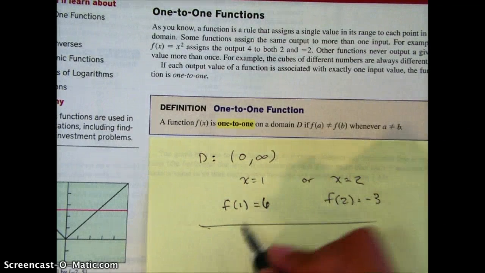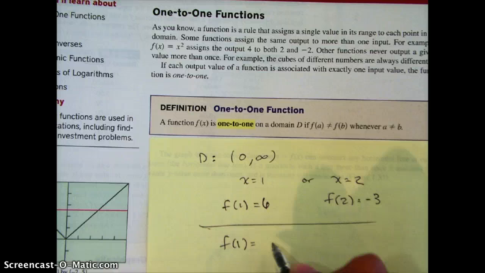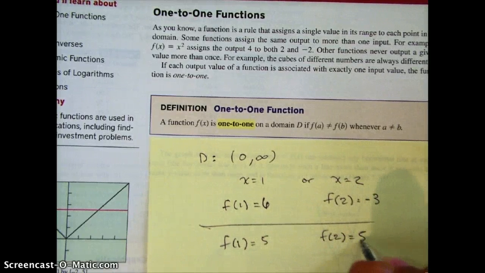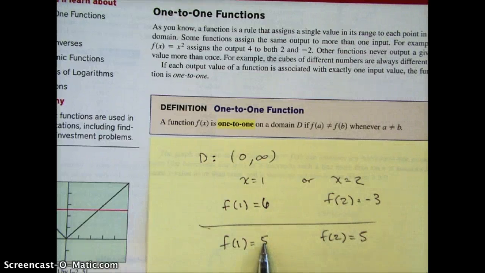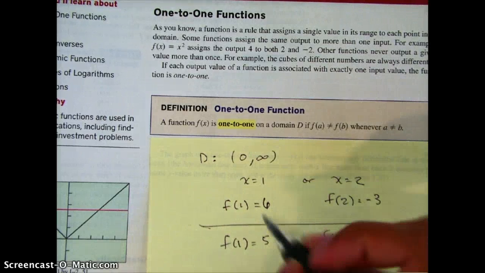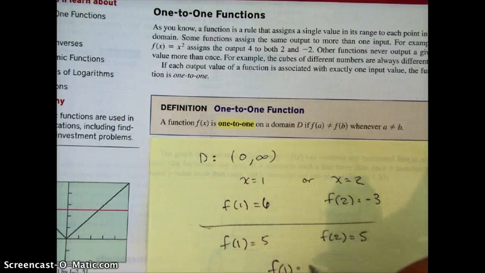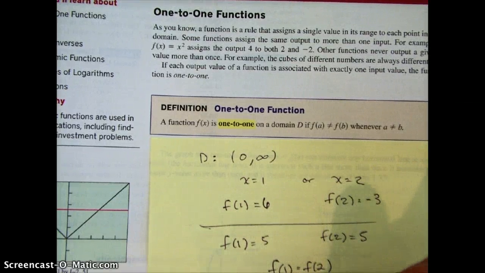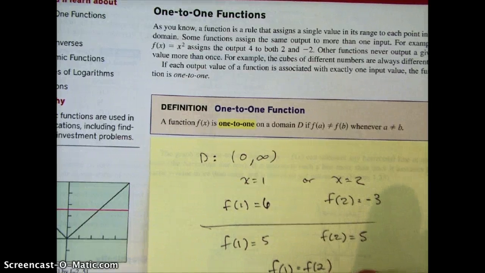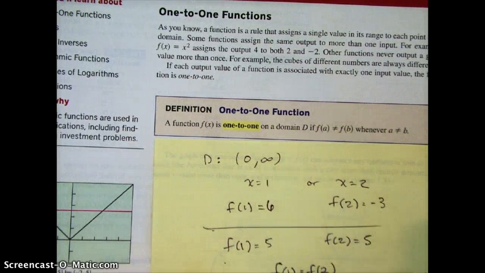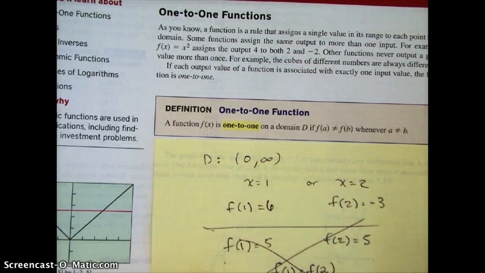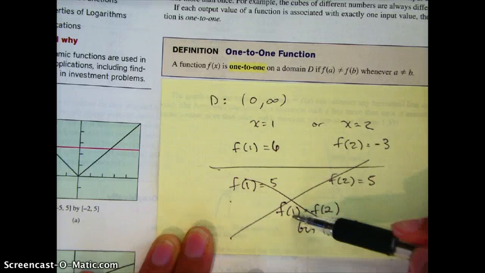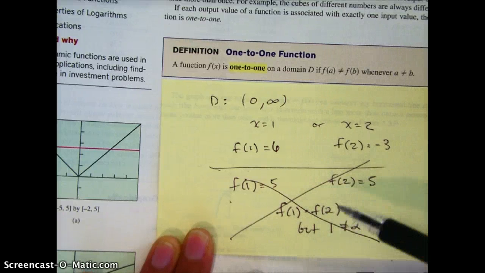But if f of 1 equals 5 and f of 2 equals 5 as well, then the outputs equal each other. In other words, f of 1 equals f of 2, but 1 is not equal to 2. So in this case, this would not be one-to-one. And that's because the outputs of two different numbers gave the same number.